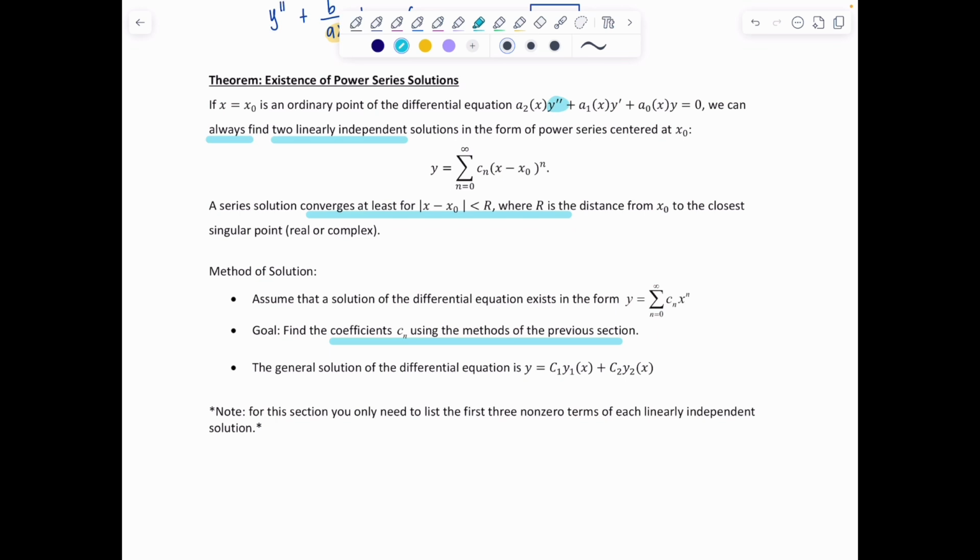And then the general solution of the differential equation is going to be a linear combination of the two solutions, y1 and y2. So you put the general solution together as y equals c1 y1 of x plus c2 y2 of x. I honestly think this section is going to be a little bit easier in the sense that when you're doing the exercises, you only need to list the first three non-zero terms of each linearly independent solution. So what that means is, unlike the last section, you don't need to find a pattern within the coefficients in order to write the rule and write out your series solution in sigma notation. You're just going to list the first three non-zero terms, put plus dot dot dot, and then move on with your life. So I think it's a little bit easier, okay?